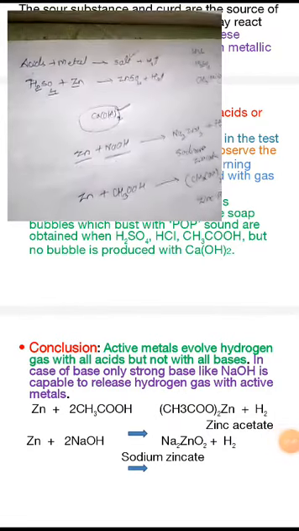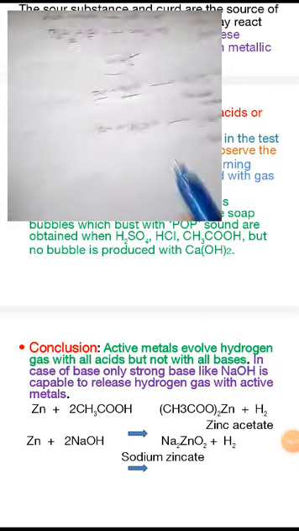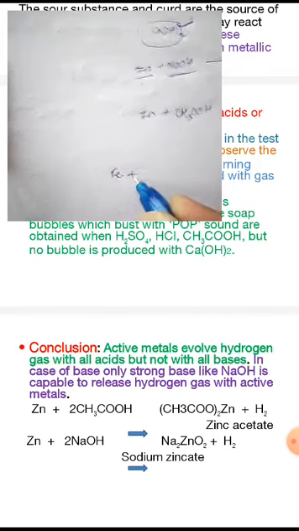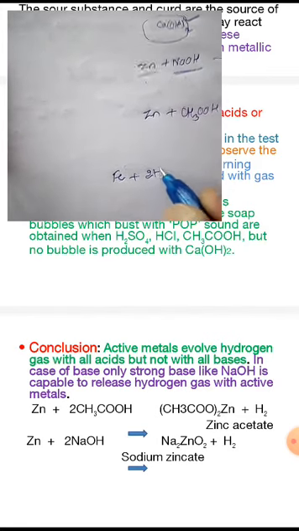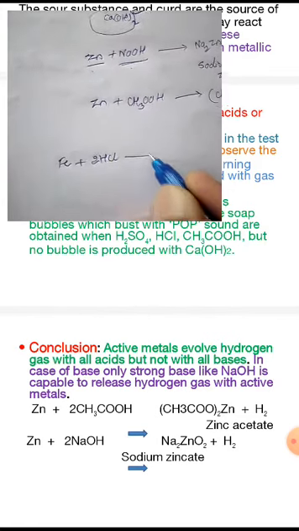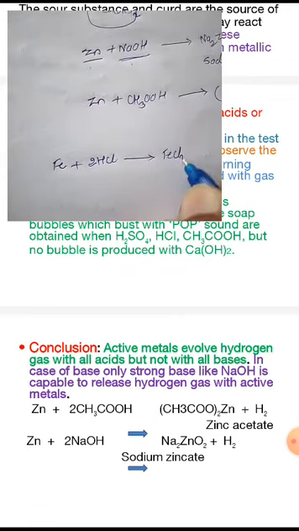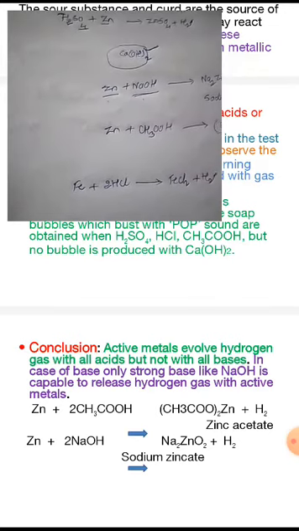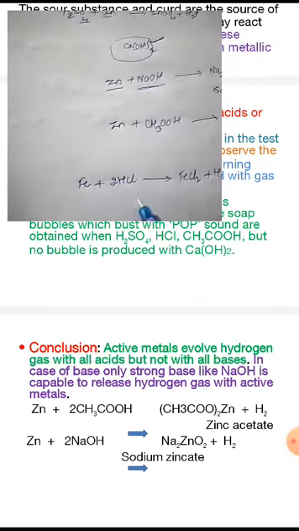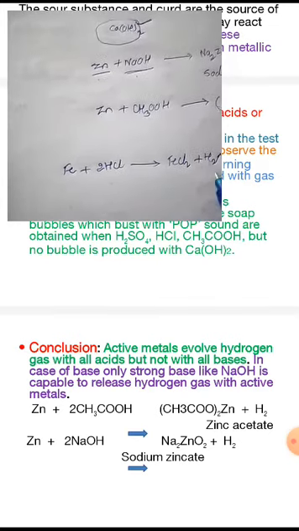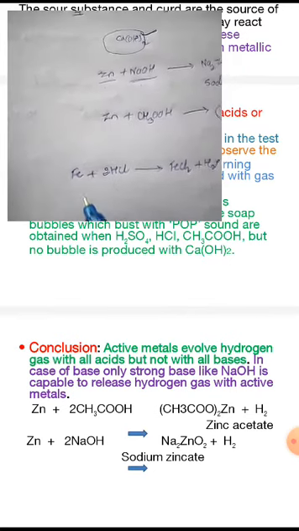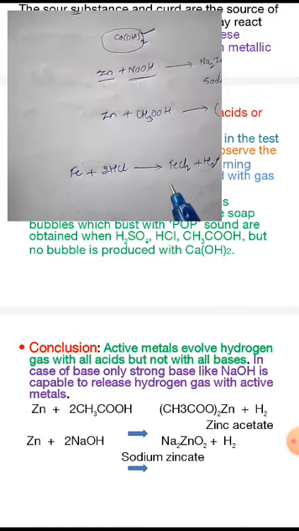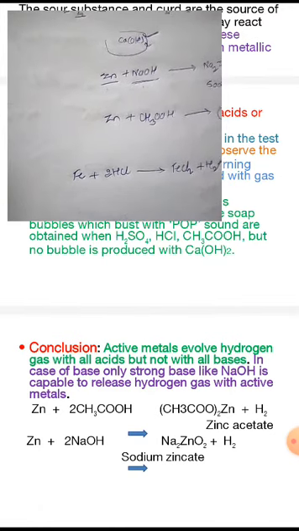Okay, we can see some more examples here. A metal like iron (Fe) reacts with hydrochloric acid. It produces FeCl2 plus release of hydrogen gas. It means whenever a metal reacts with an acid, it produces salt and hydrogen gas. In the case of bases, only strong bases can release hydrogen gas.